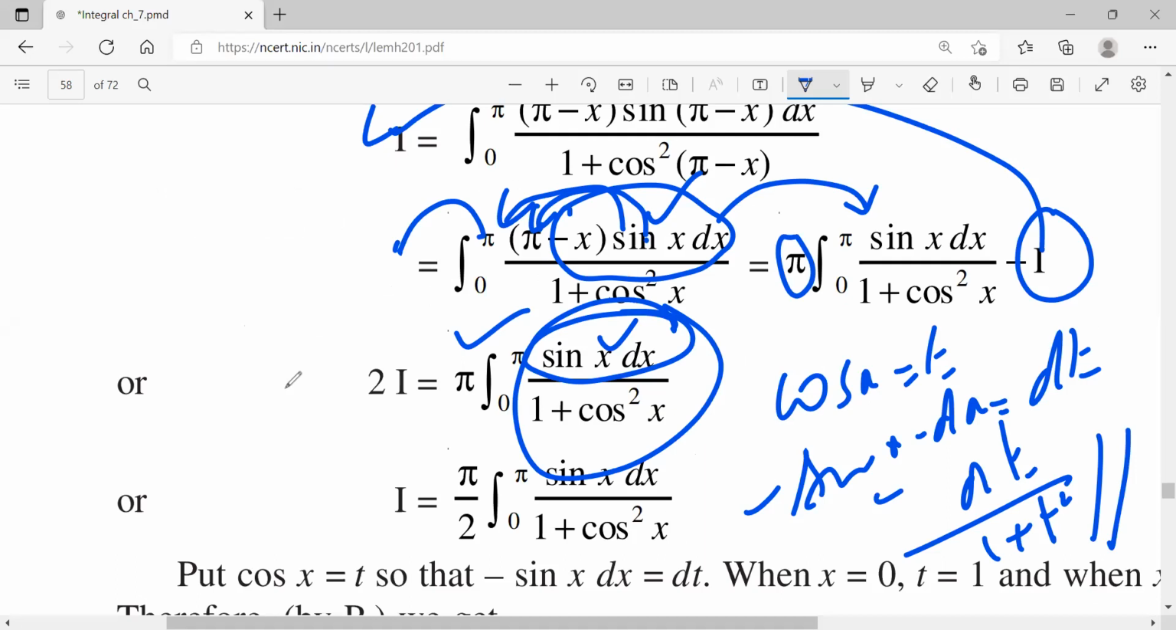In the sense, if I put cos x is equal to t here, what is my x value? When x is equal to 0, what is the t value? Cos 0 is 1. When x is equal to pi, what is the t value? Cos pi is minus 1. So it varies from 1 to minus 1. Sin pi is 0. So that is the most important learning in this.